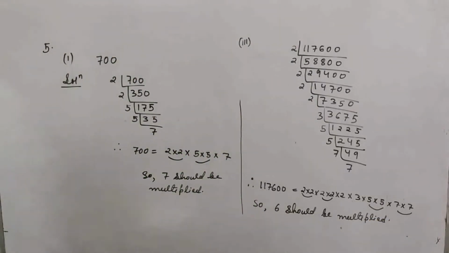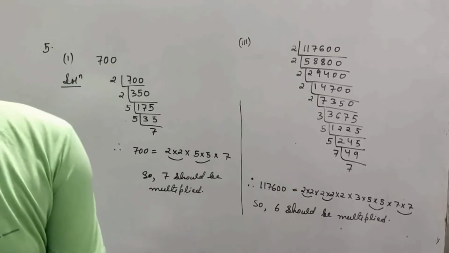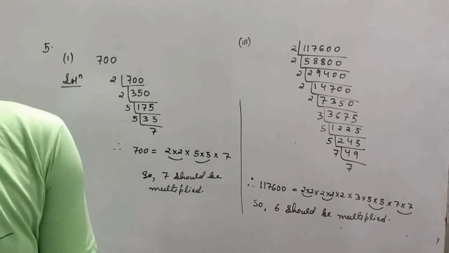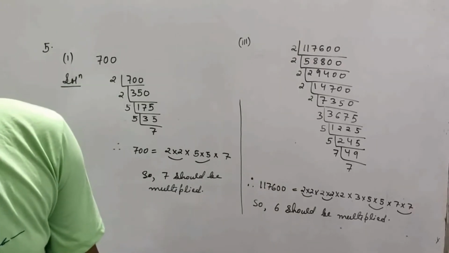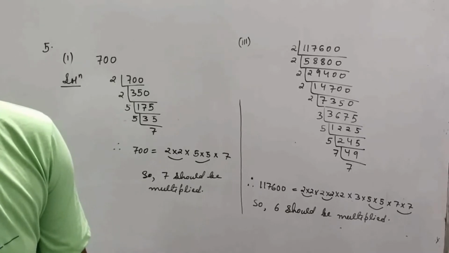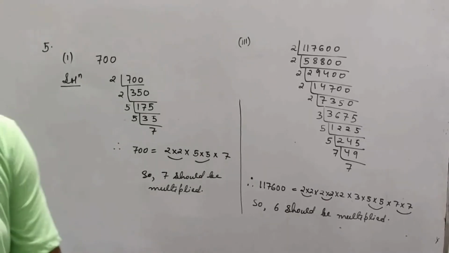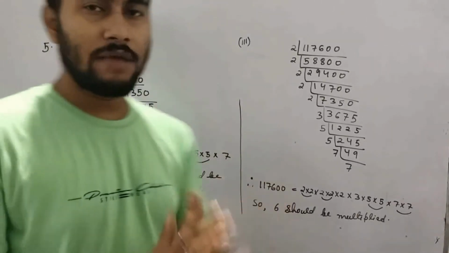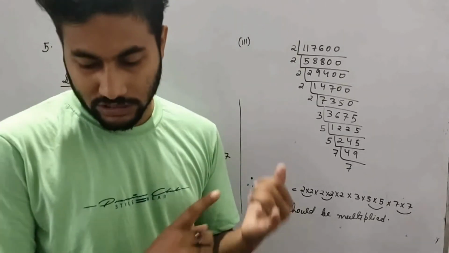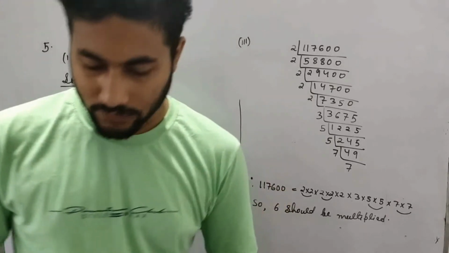Understood? Let me once see the answer. Number 5, number 3, 3.4. 3.4, number 5, number 3. Yes, 6 should be multiplied. Understood? So same type question number 2 and question number 4. You try by yourself. Okay.